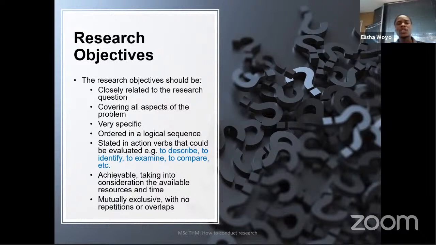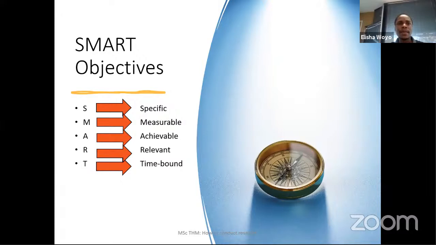Maybe you want to describe the state of agritourism in Zimbabwe. You want to identify factors influencing agritourism in Zimbabwe. You want to examine aspects contributing to competitiveness of agritourism in Zimbabwe. You want to compare agritourism and cultural tourism. You want to analyze the relationship between this and that. You want to investigate this and that. Those are the ways through which objectives should be formulated in your work. And these objectives should be SMART.